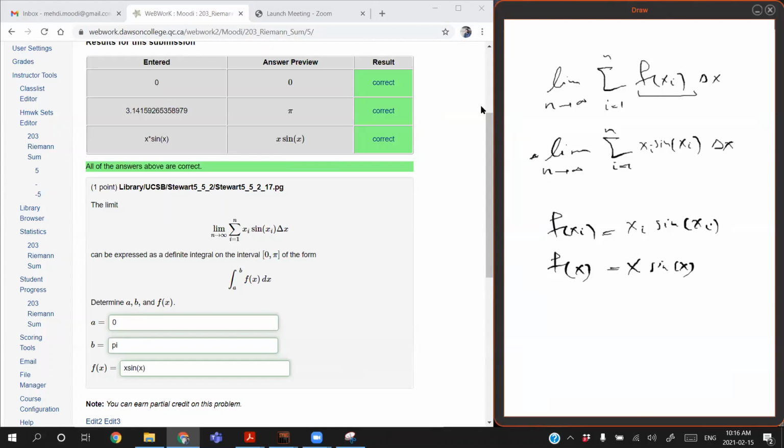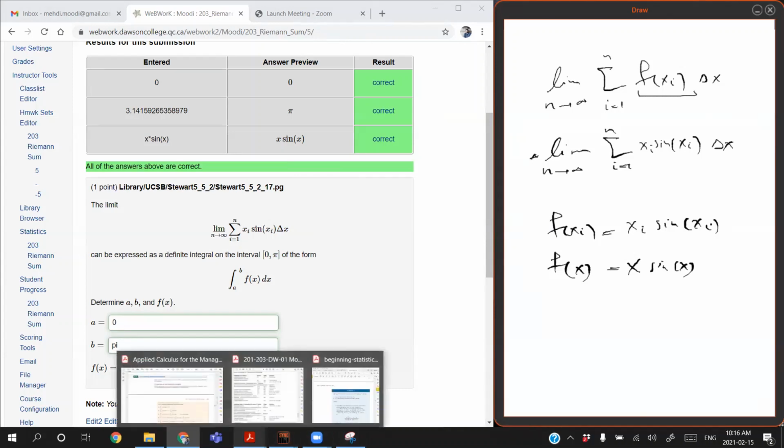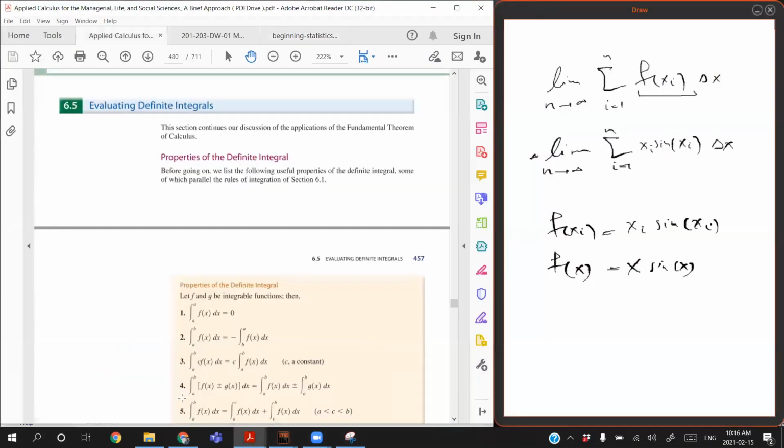6.5. In Section 6.5, we're going to look at some of the properties of definite integrals, and then also practice definite integrals more along with the substitution.